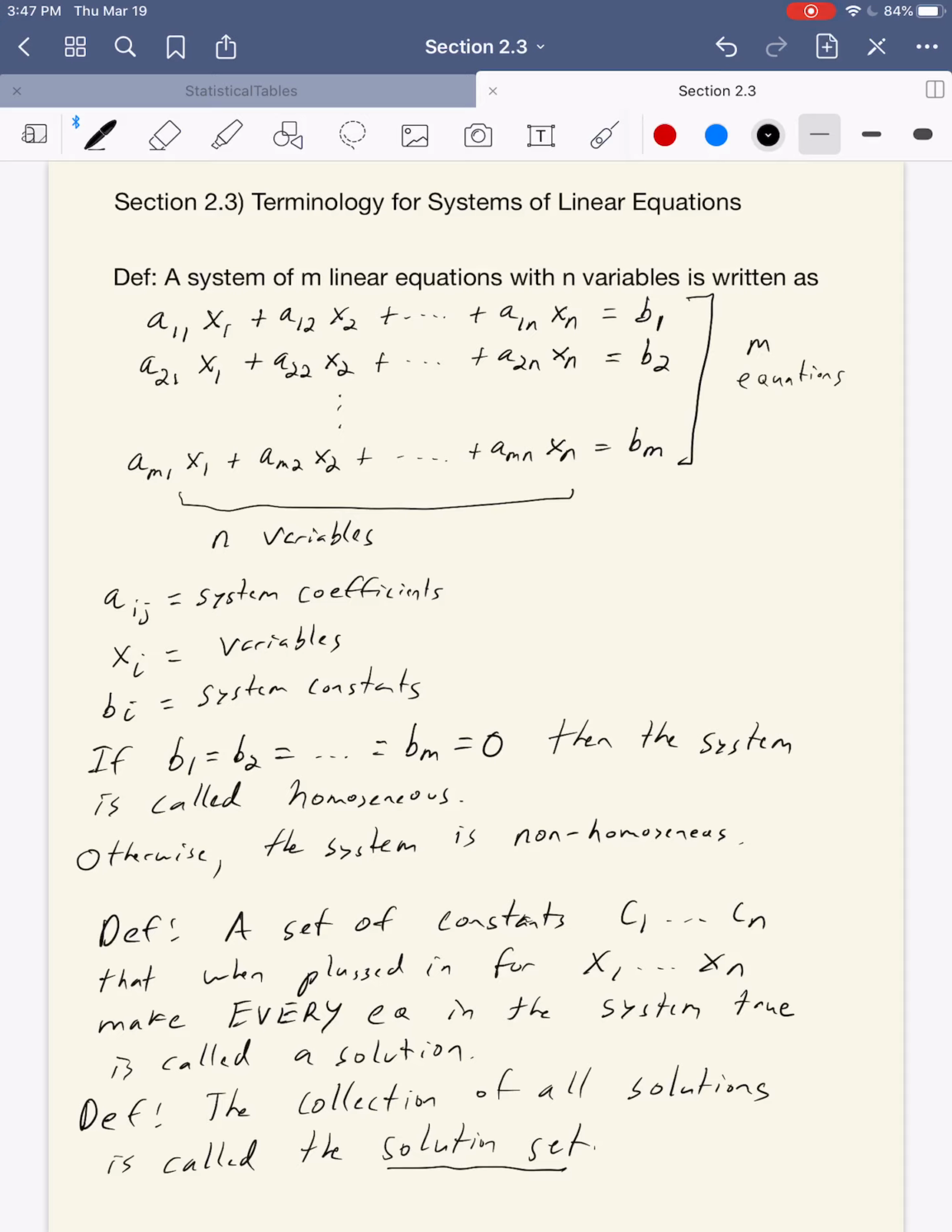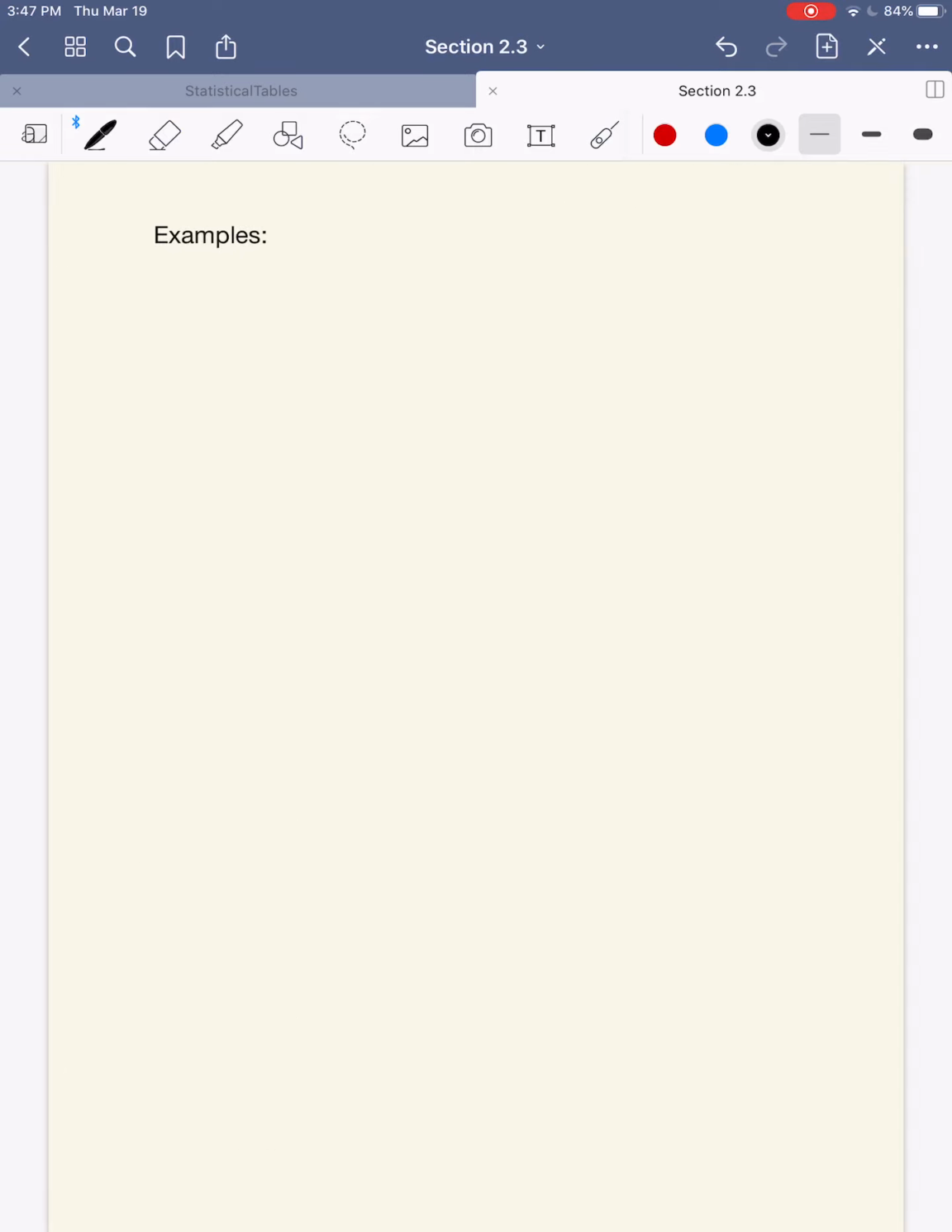Okay, let's take a look at a couple of quick examples. We're not going to really do any work here. I'm just going to write down a couple of examples and talk briefly about their solution set and introduce a little bit more terminology here. All right, so let's take a look at a couple examples.